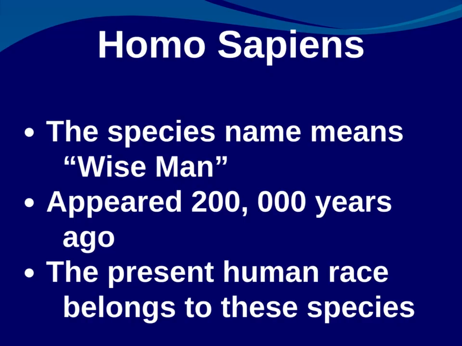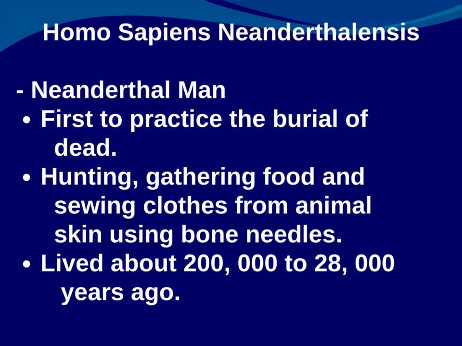Homo sapiens, the species name means wise man, appeared 200,000 years ago and is believed to be the species the present human race belongs to. Homo sapiens neanderthalensis, or Neanderthal man, was the first to practice the burial of the dead, hunting, gathering food, and sewing clothes from animal skin using bone needles. They lived about 200,000 to 28,000 years ago.